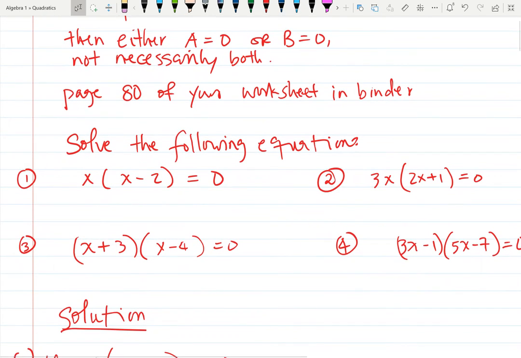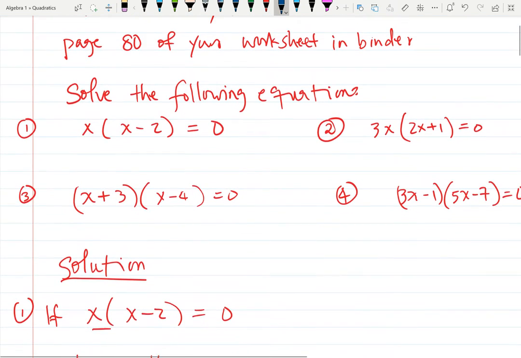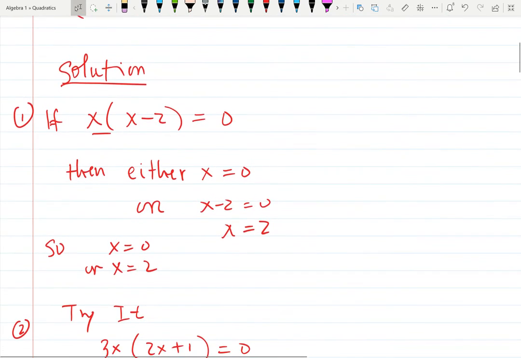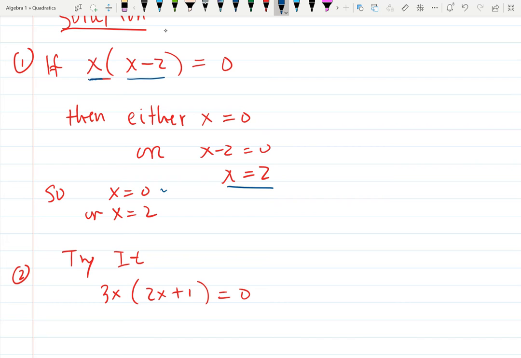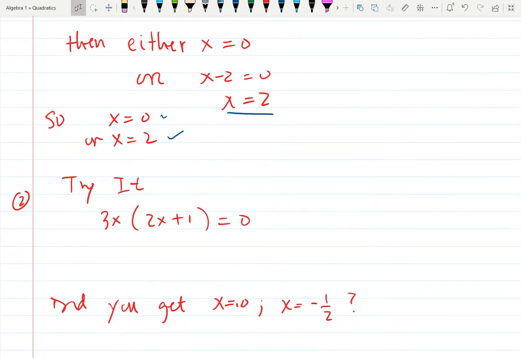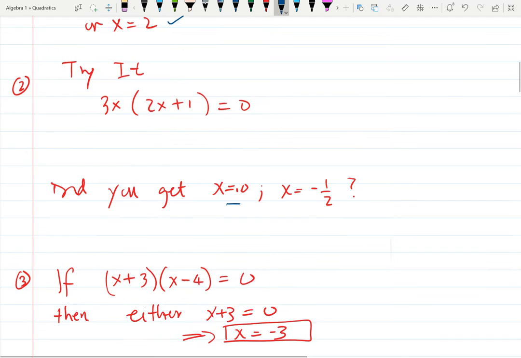So for instance, when you're given x times x minus 2 equals 0, we want to solve this. Then we say either x equals 0 or x minus 2 equals 0, and then you solve for x, which is x equals 2. So your solution to this is x equals 0 and x equals 2. That's your solution. So try this one. See if you got these two answers.